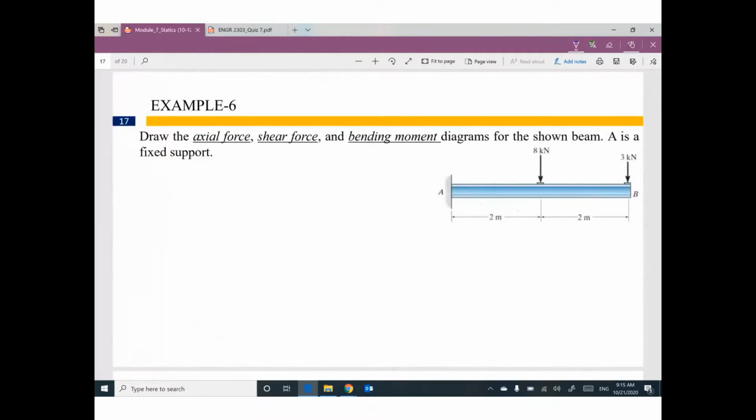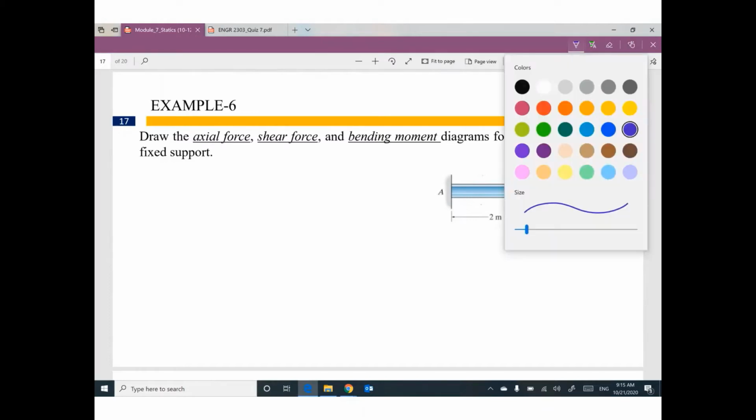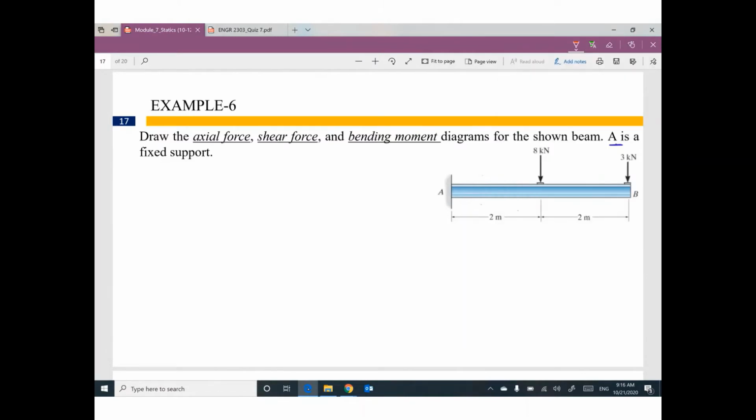Okay, we have a beam with a fixed support at A. Please go ahead and draw the axial force diagram, shear force diagram, and bending moment diagram. Regardless, what is required in this problem? First step, we need to figure out the reactions. This is a fixed support. Do you remember? Fixed support.